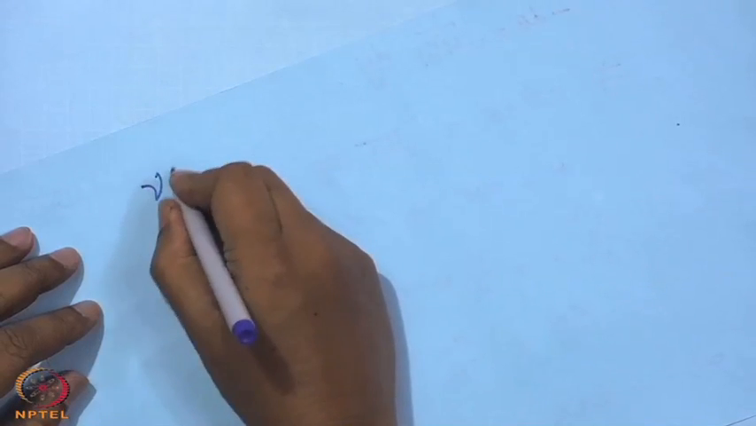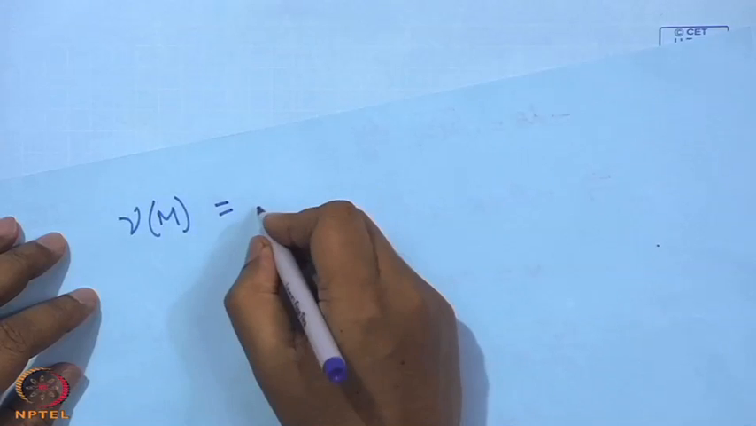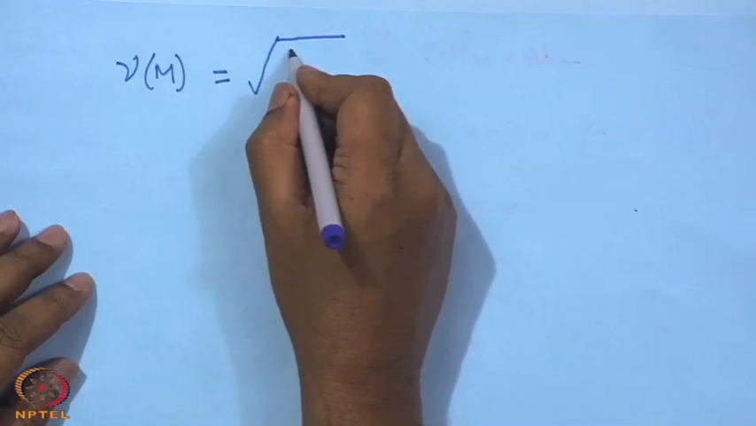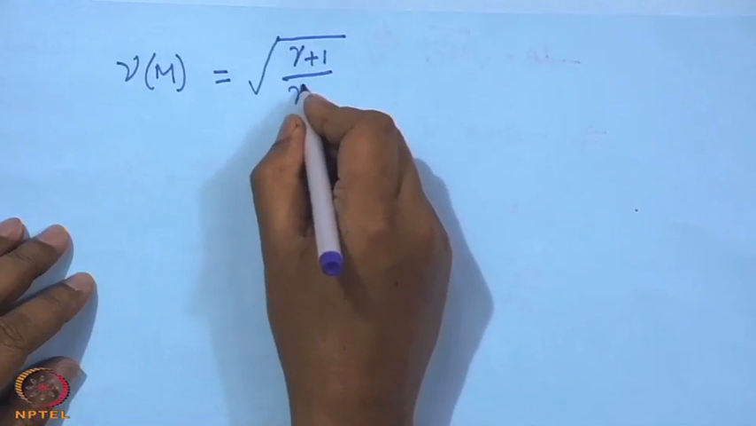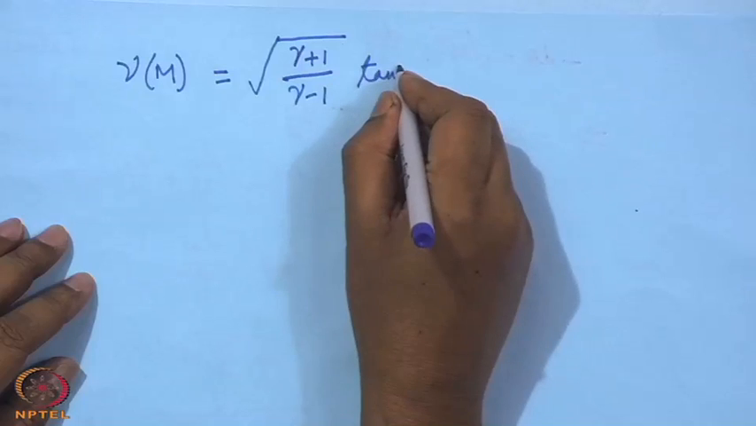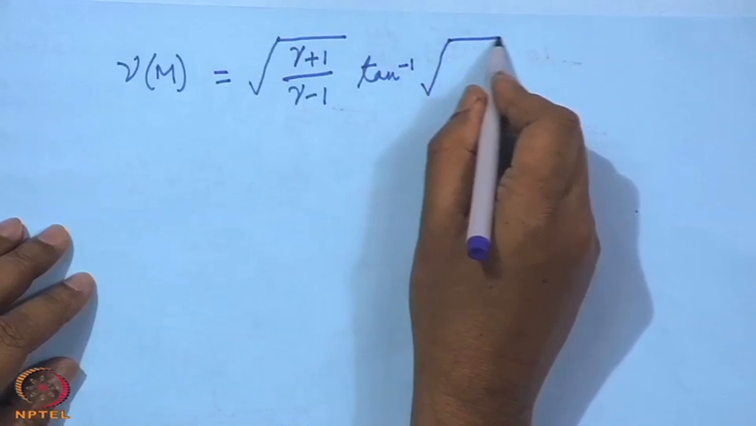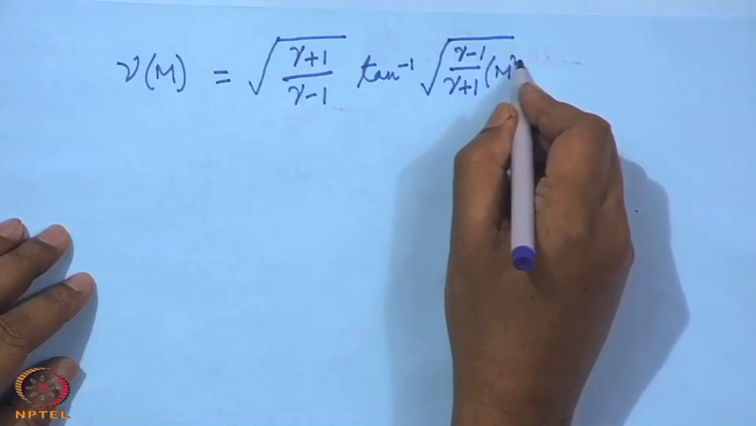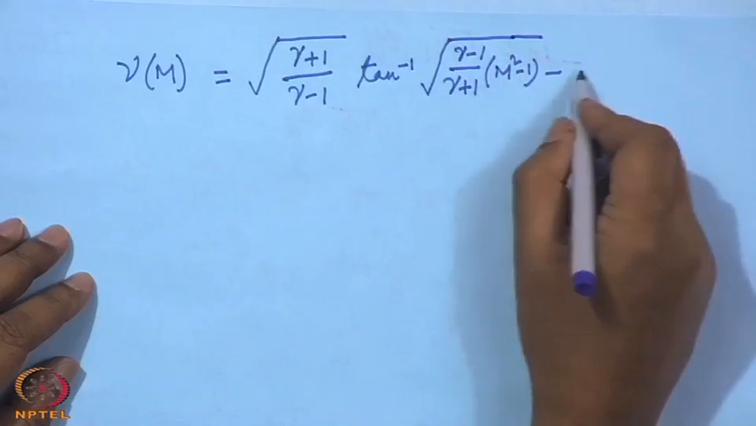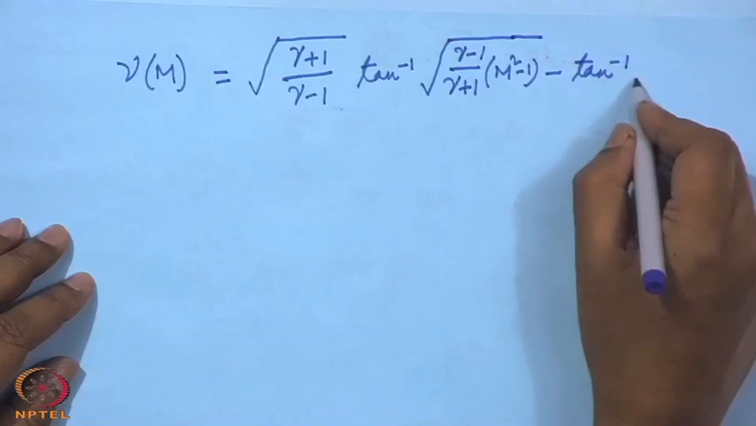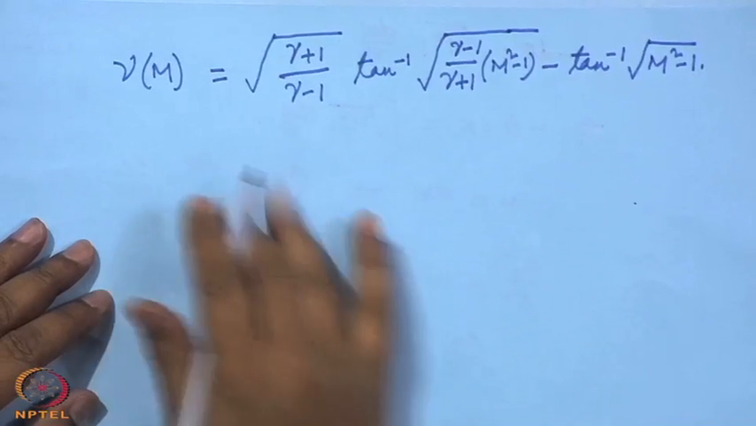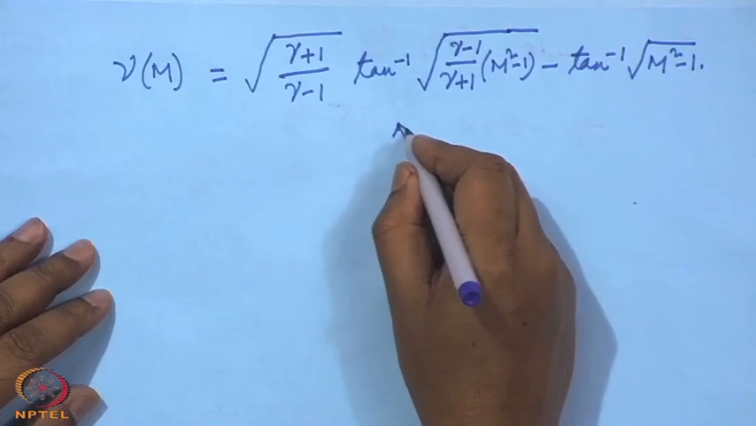Now, that integral can be evaluated to be this: root over gamma plus 1 by gamma minus 1 into inverse tangent of root over gamma minus 1 by gamma plus 1 into M square minus 1, minus inverse tangent of root over M square minus 1. This function is popularly known as the Prandtl-Meyer function.